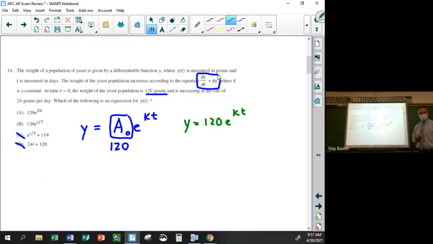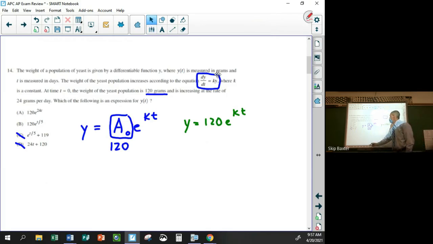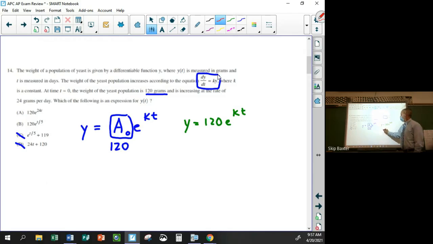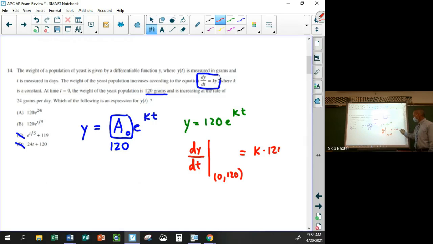Find K, don't just use the dy over dt. Okay, how so? So you know, it's a rate of 24 grams per day, so that's dy over dt, and that's equal to 120K. dy over dt at the point 0, 120, if you substitute 0, 120 in here, you get K times 120. And you know that that has to equal 24. So K is actually equal to 1/5. It's choice B.